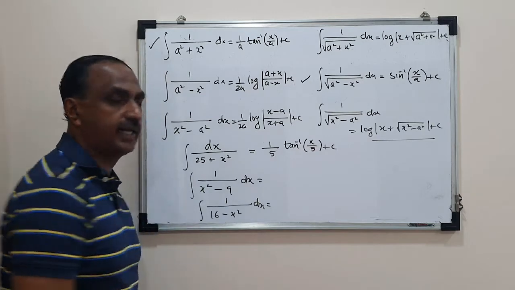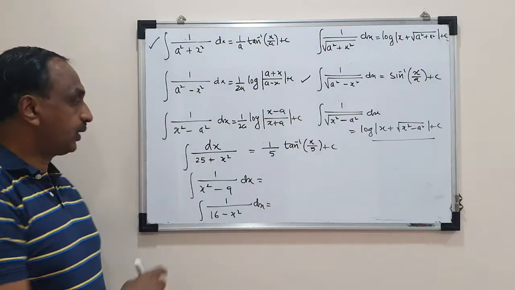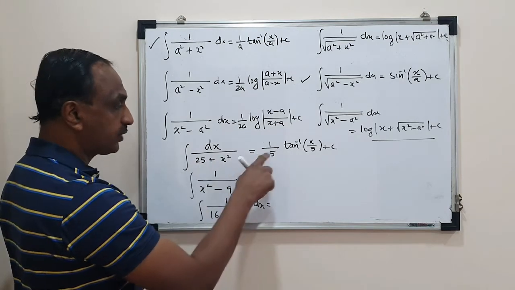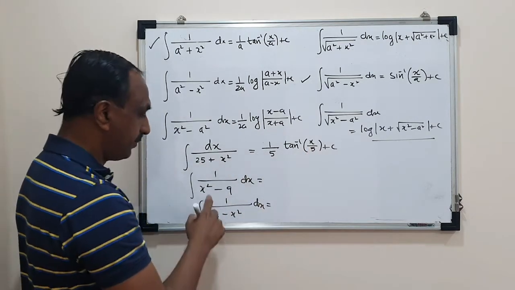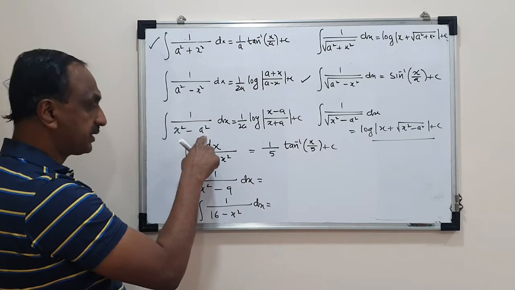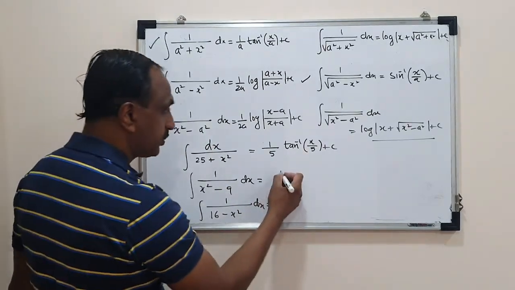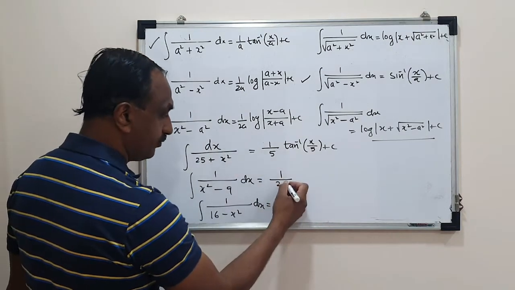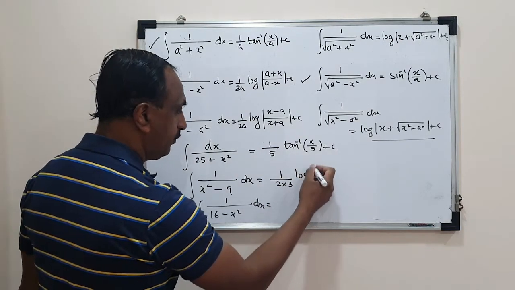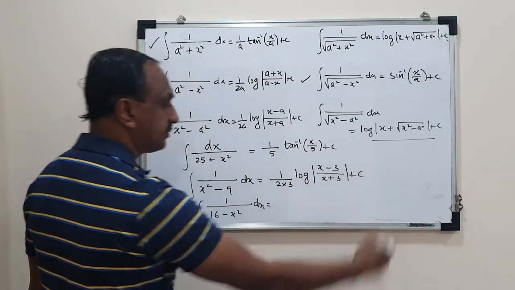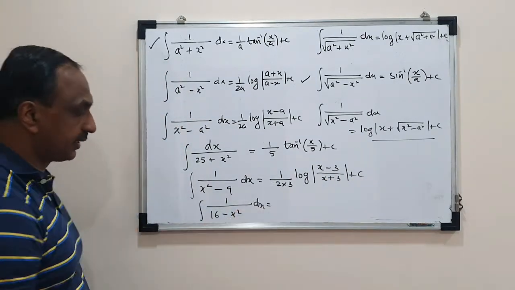So directly you can write the answer. You don't have to do any calculation or substitution. Directly 25 became 5 square, so 5 came here, tan inverse x by a. Here if you compare, x square minus a square is 9, so a's value is 3, so 1 by 2 into 3, log of x minus 3 upon x plus 3. So directly you can write the answer. So 1 by 6 you can write.